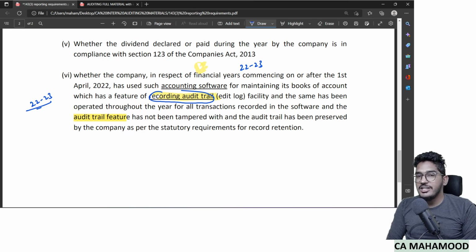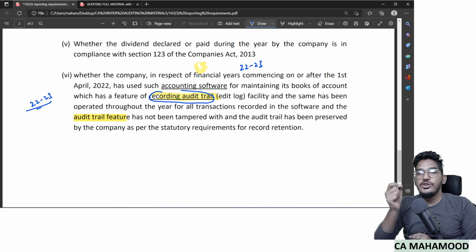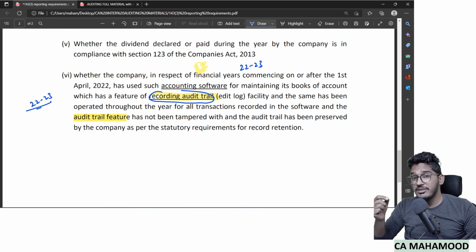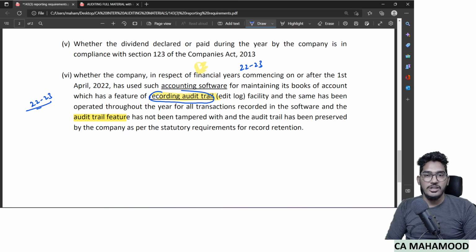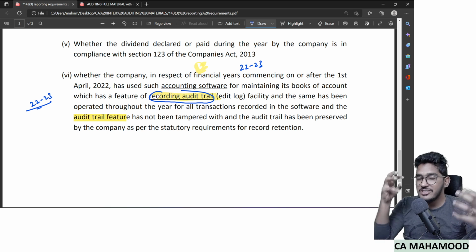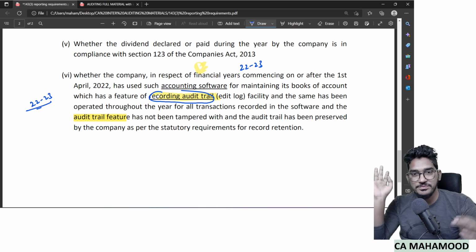So from the financial year 2022-23, all those companies which are using accounting software should use such an accounting software that it should have an option for recording audit trail, not just recording accounting entries. The history behind those accounting entries also should be recorded. Who passed the entry, who approved the entry, what time it was passed, what time it was approved, who changed that entry, who deleted that entry. So this history of the entry also should be stored.